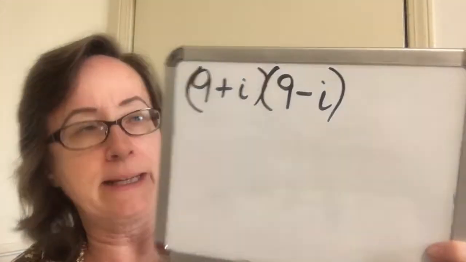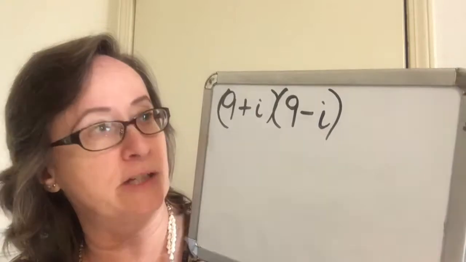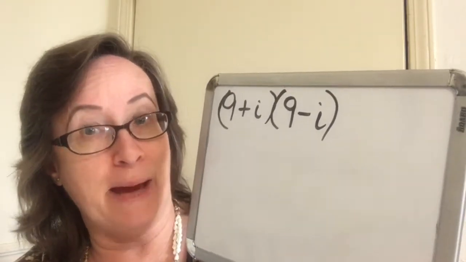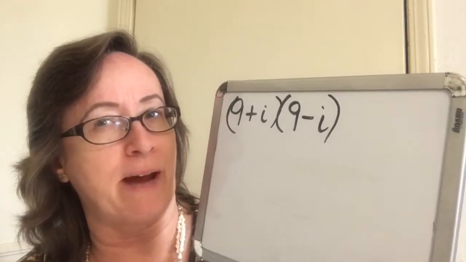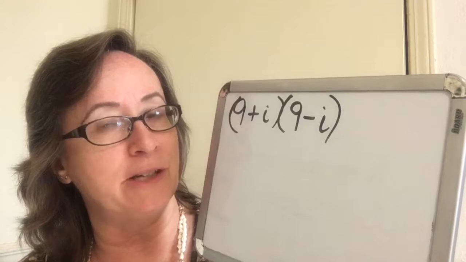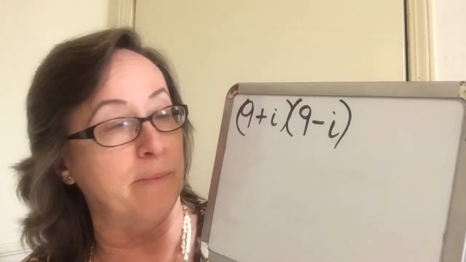All right, so now we are FOILing again, but look at what we're FOILing. 9 plus i, 9 minus i. Those are conjugates. When I FOIL them together, something cool happens. Just like when I FOILed together radicals, I got rid of the radical, when I FOIL together complex conjugates, I will get rid of the imaginary numbers and my number will become real.